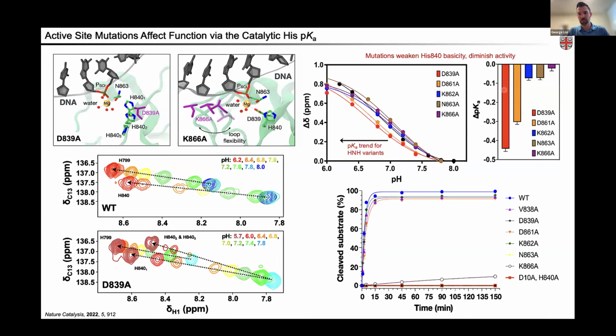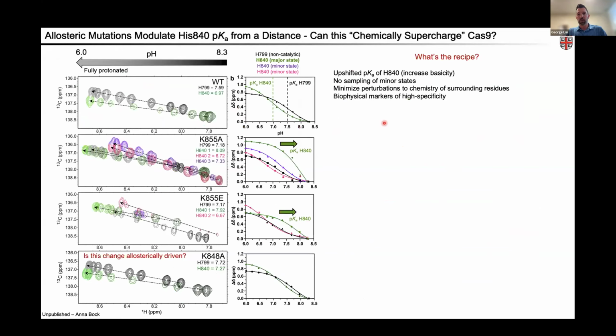Those with the most downshifted pKa are not active, okay? And so we're interested in understanding how this chemistry can be leveraged allosterically, right? This is orthosteric, right? But we have an idea, potentially, that if we can modulate the histidine pKa we can chemically supercharge Cas9, right? One of the things about high specificity Cas systems is that their activity tends to be lower than that of the wild type.